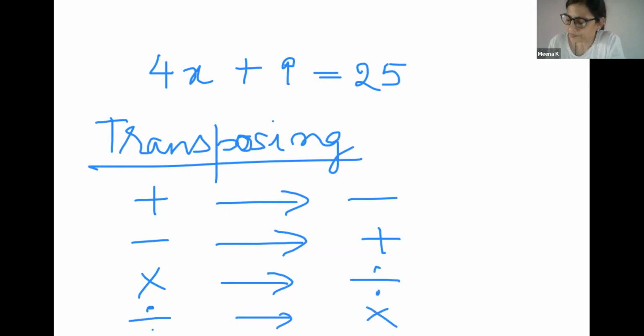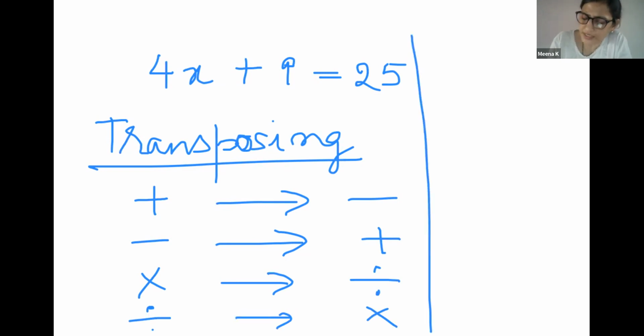Yes. So if we look at this example, 4x plus 9 equals 25. Now we have to find the value of x. So what is our aim? We will remove everything else from here. So step by step we will remove. We will not remove together. Step by step, slowly. We will go slow because we are learning. Right? Yes. First we will remove 9.